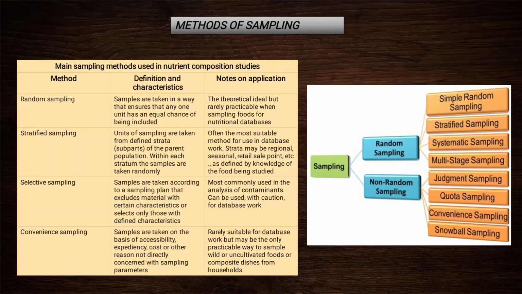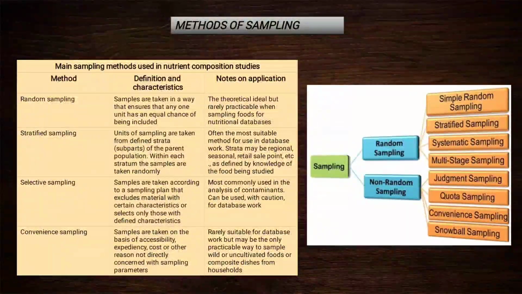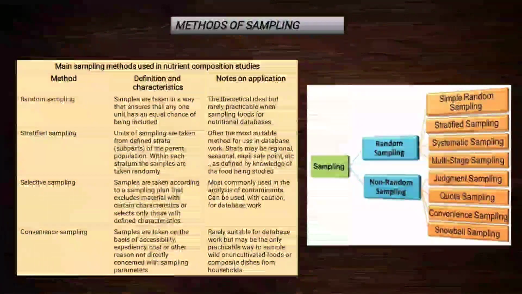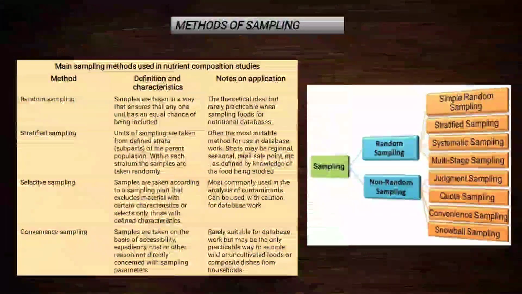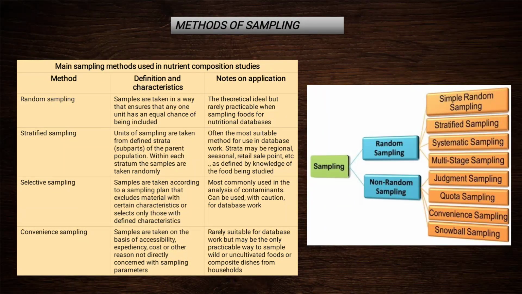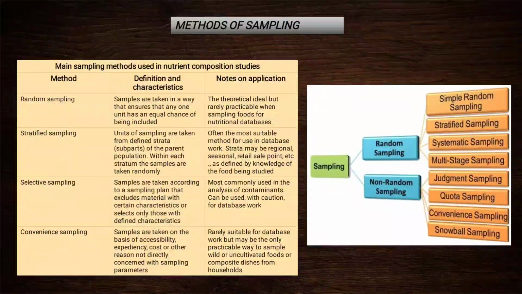Next, convenience sampling. Samples are taken on the basis of accessibility, expediency, cost, or other reasons and not directly concerned with sampling parameters. Sampling parameters are not considered in convenience sampling. This is suitable for database work, but may be the only practicable way to sample wild or uncultivated foods or composite dishes from households. So these are the most common methods of sampling.